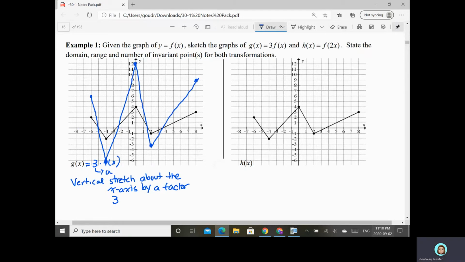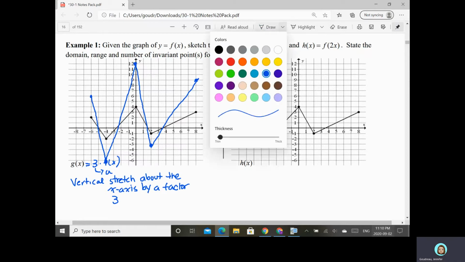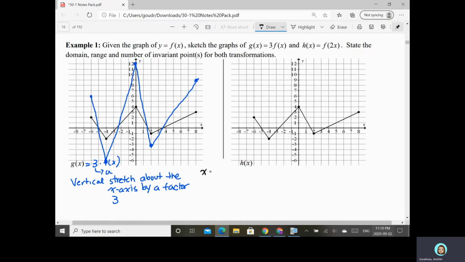We can also do this, again, totally up to you. Instead of just moving the points on the graph, what you can do is get a table of values for the original function. So the original function would be the f of x. So (-6, 2), (-4, -2), (0, 4), (2, -1), and (8, 2).